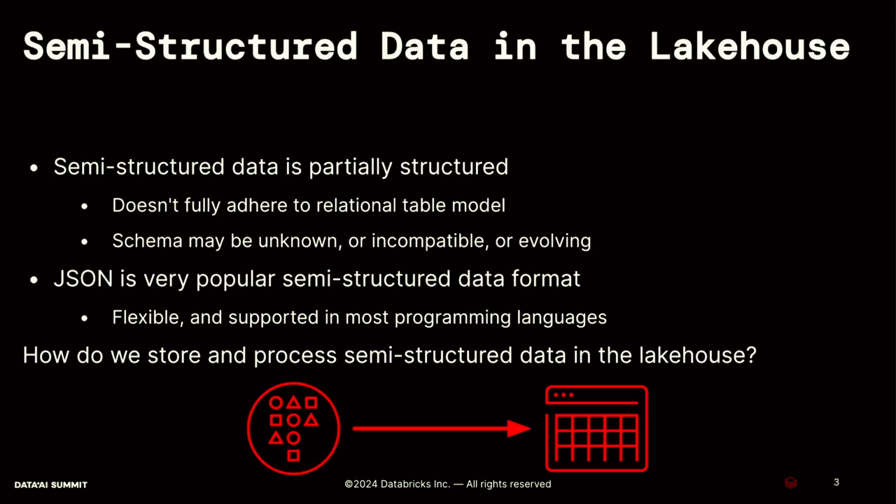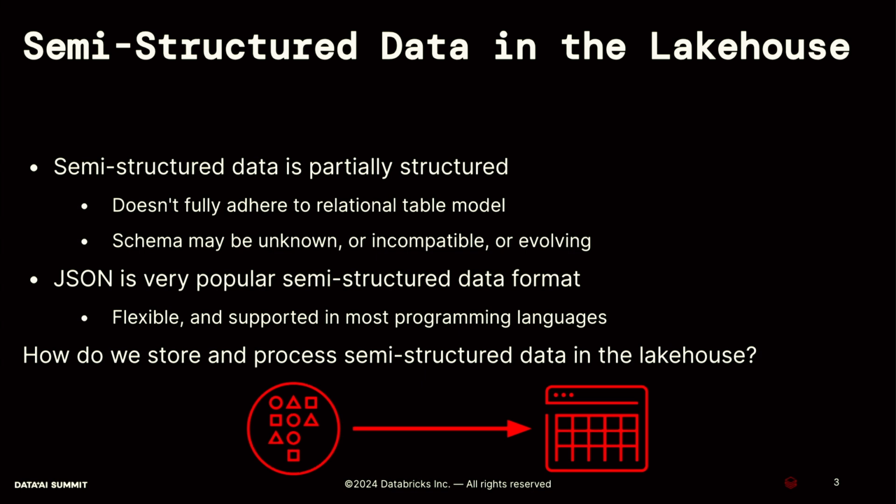So the main driving factor for working on variant is how do we deal with semi-structured data in the lakehouse? Semi-structured data is data that has some structure, is partially structured, but it doesn't fully adhere to the relational table model. So each record has some structure and schema, but it doesn't necessarily have to be the same across rows, or it may change over time, or the users may not even know what the structure is. So there's some schema there, but it's not always well-defined.